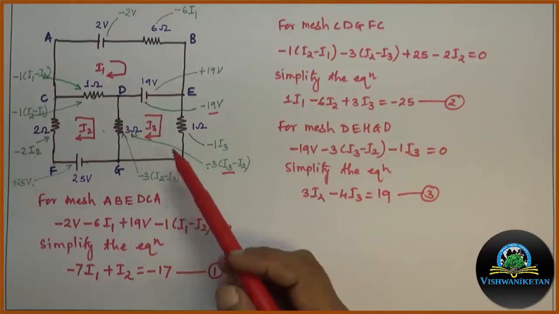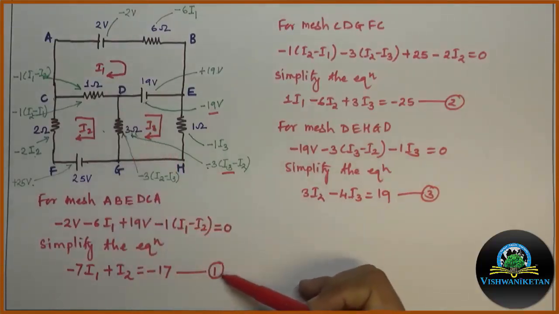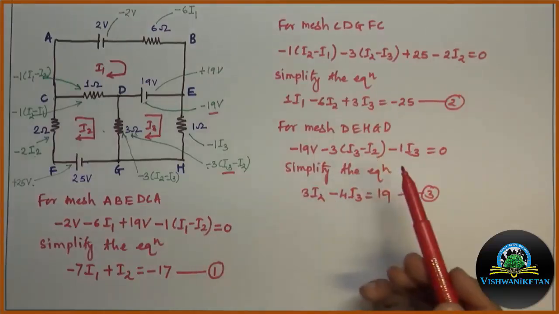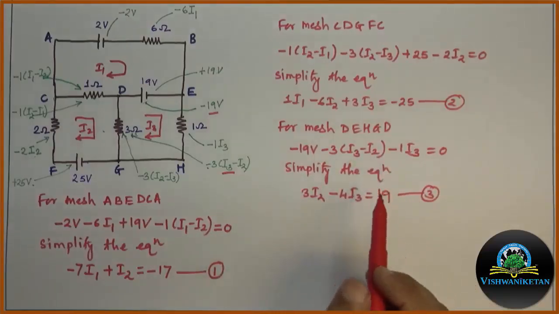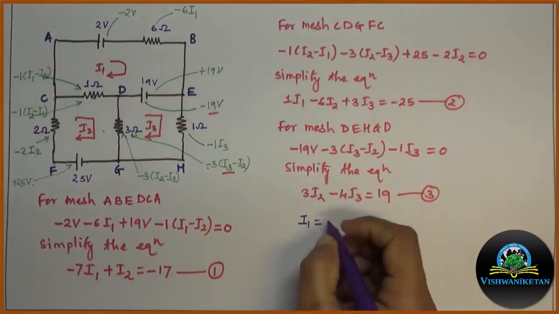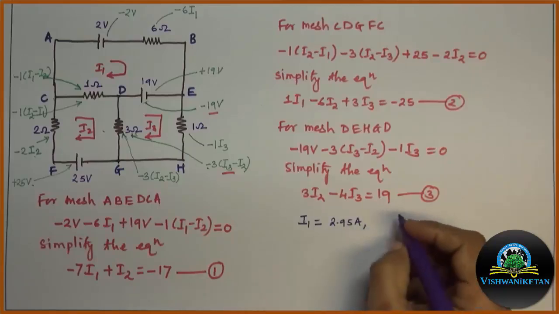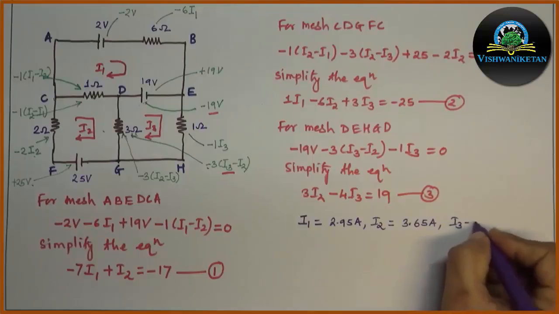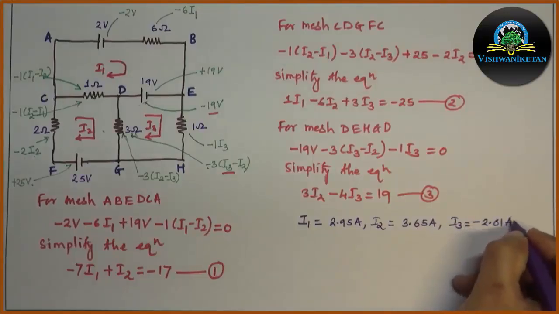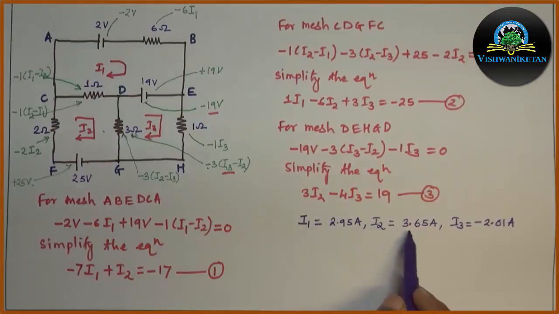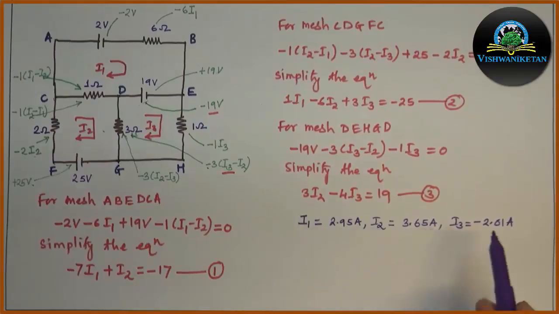Now we have 3 loops and we have 3 equations. So by simultaneous equations or by Cramer's rule, you can solve these 3 equations and you will get the values of the 3 currents. After solving, we will get I1 as 2.95 ampere, I2 as 3.65 ampere and I3 as minus 2.01 ampere.